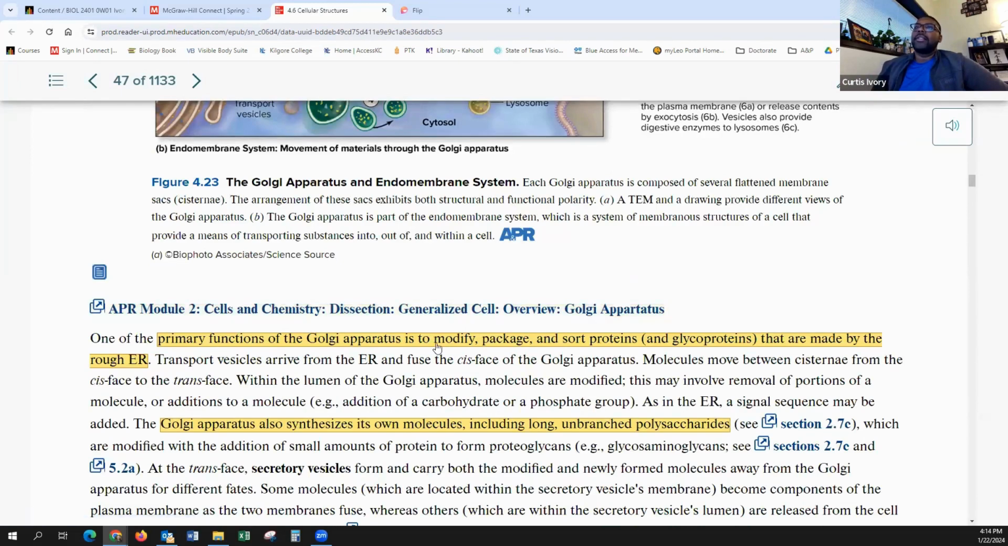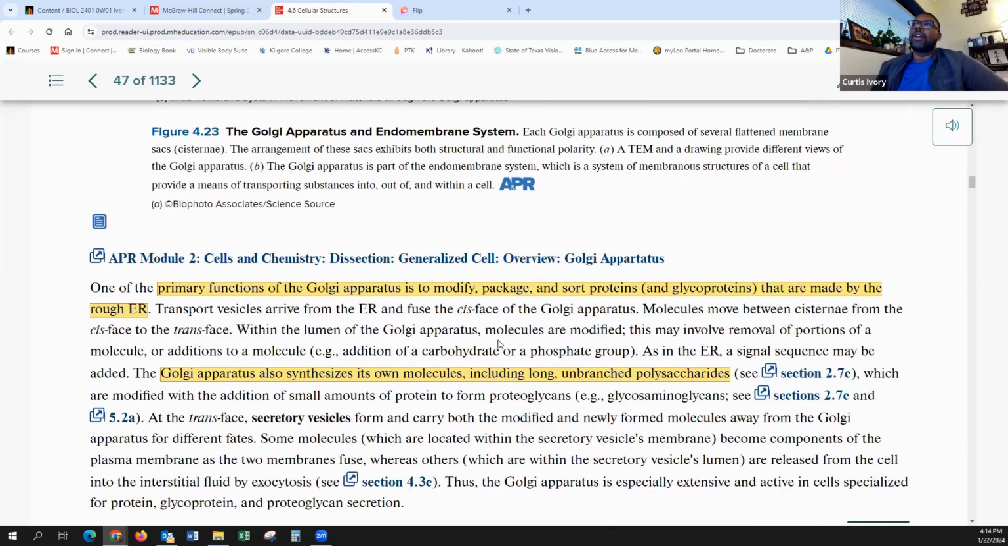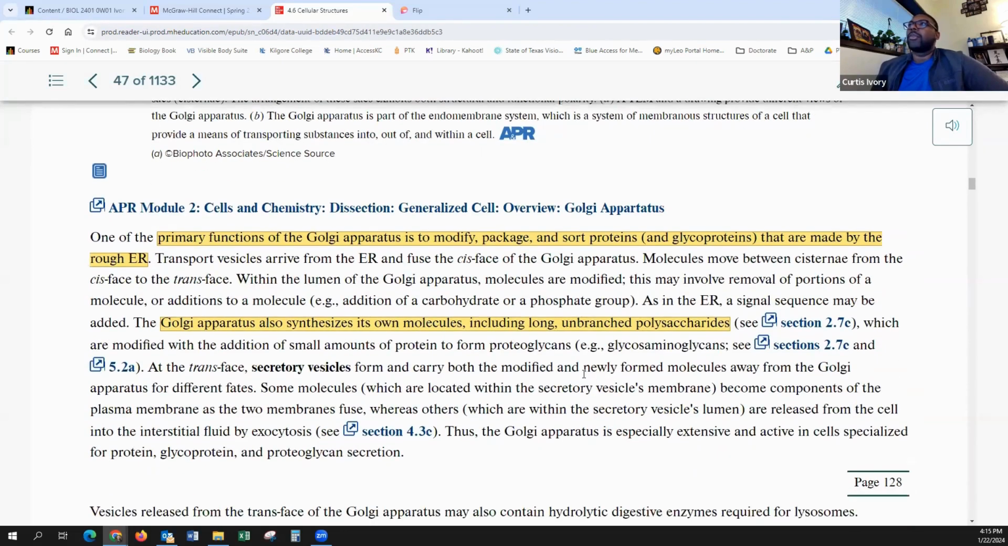The Golgi apparatus, again, its main purpose is to modify, package, and sort proteins. This is where a lot of our glycoproteins are actually produced. It synthesizes its own molecules, including long polysaccharides, which we referred to in chapter 2 or 3.